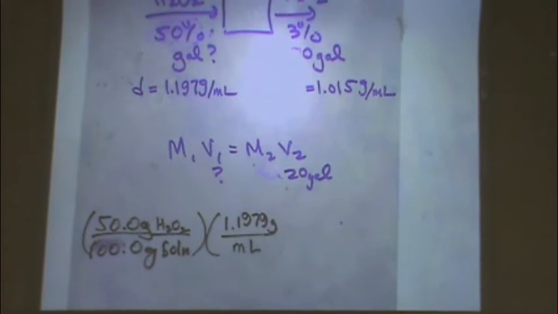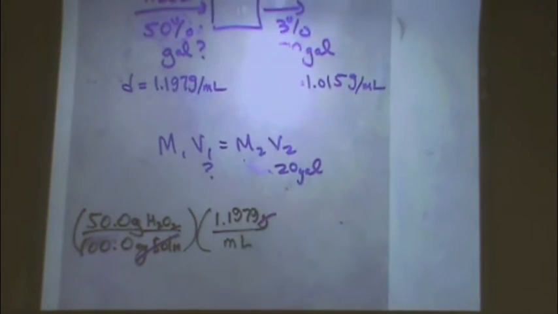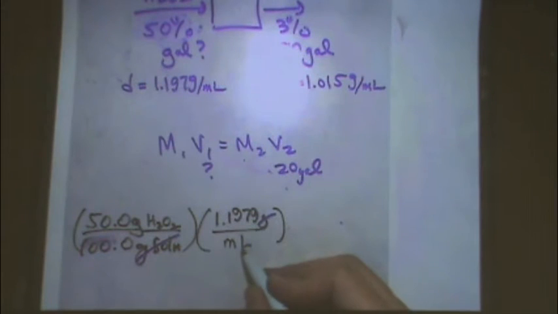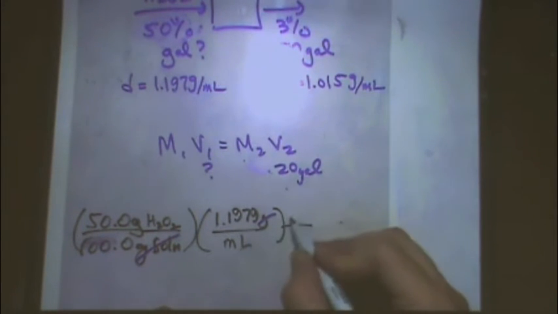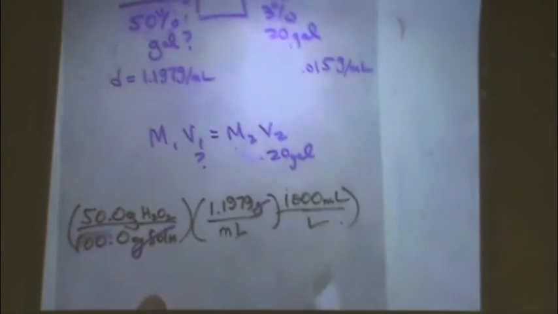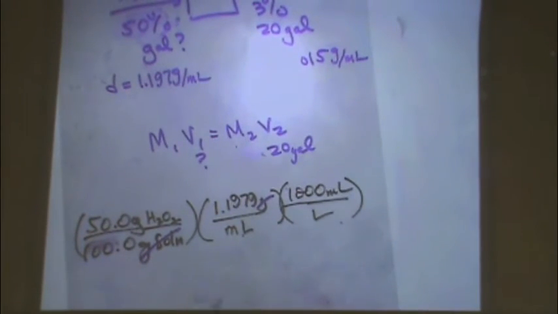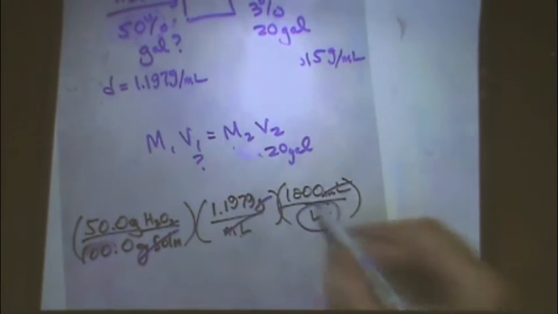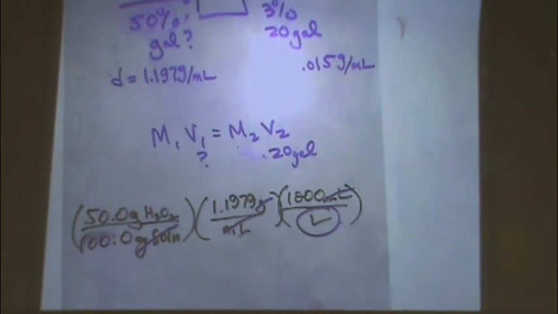And notice what happens. I'll use a different color at the same time. The grams cancel. I'm left with milliliters. Am I okay for molarity yet? Not quite. I need liters, not milliliters. So 1,000 milliliters to liter. That drops out the milliliters. So I have the denominator. I'm good with the denominator.